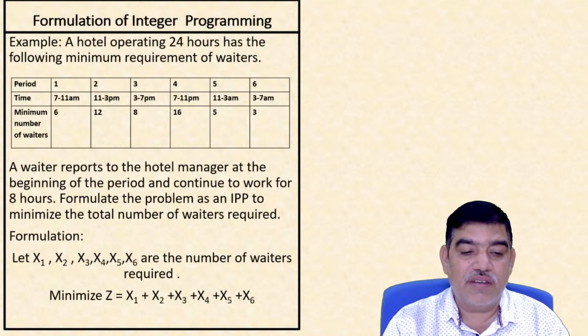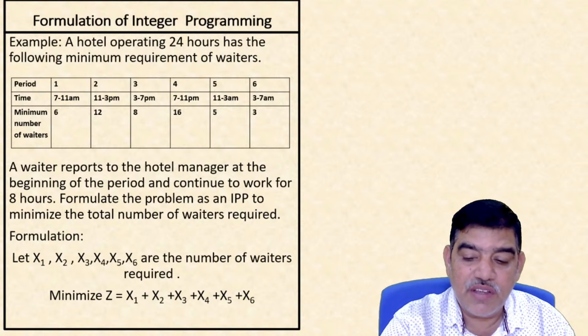Minimize, that is the objective function. Minimize, what to minimize? The number of vectors. Minimize z equal to x1 plus x2 plus x3 plus x4 plus x5 plus x6. This is actually the objective function.